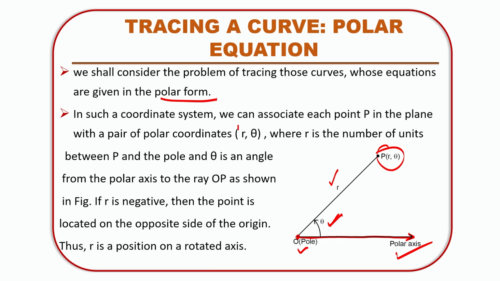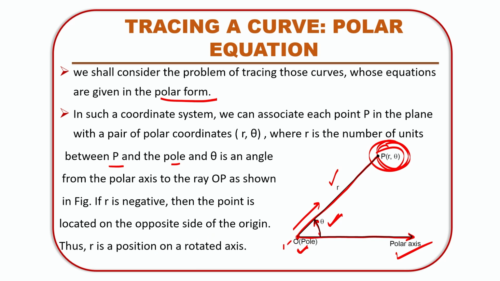Now we shall consider the problem of tracing curves whose equations are given in polar form. In such a coordinate system, we associate each point P with how much radial distance it has and how much angle it has. So two polar coordinates are needed, r and theta, where r is the number of units between P and the pole, the origin, and theta is the angle from the polar axis to the ray OP. And if r is negative, the point is located on the opposite side of the origin.